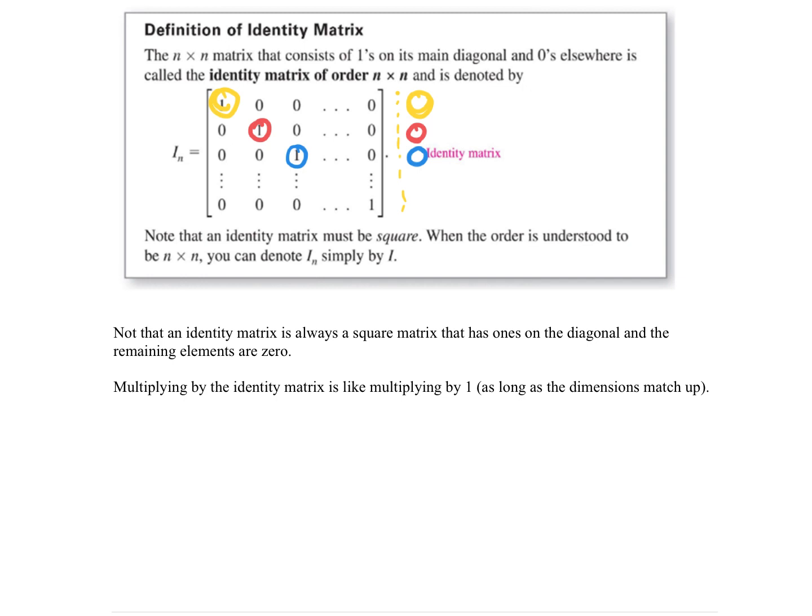So in regular algebraic arithmetic, if you were multiplying 2 times 1, it'd still be 2, because anything times 1 is itself. Well, any matrix times its identity matrix is still going to be the other matrix. And an identity matrix is always a square matrix. So we can't multiply a 3 by 2 times an identity because that identity matrix doesn't exist. An identity matrix only exists in a square form.